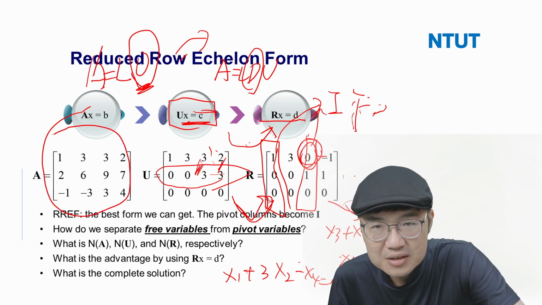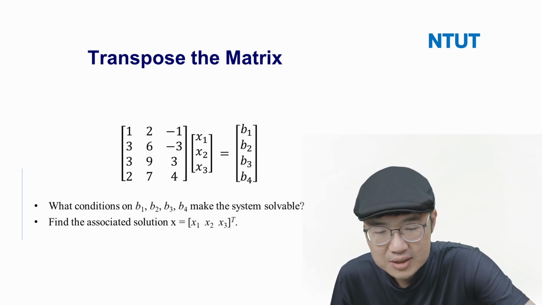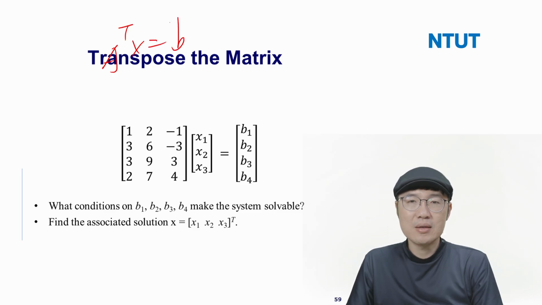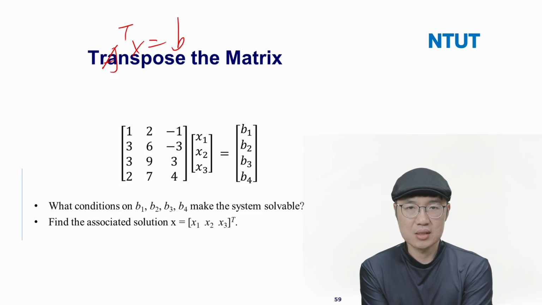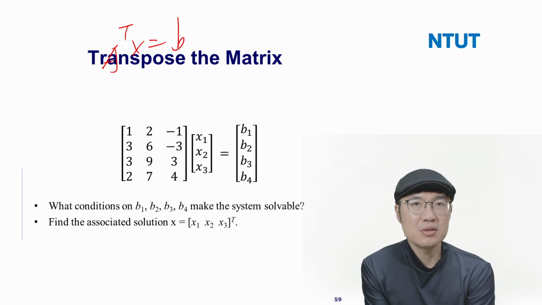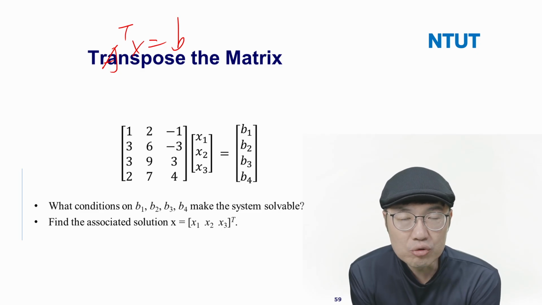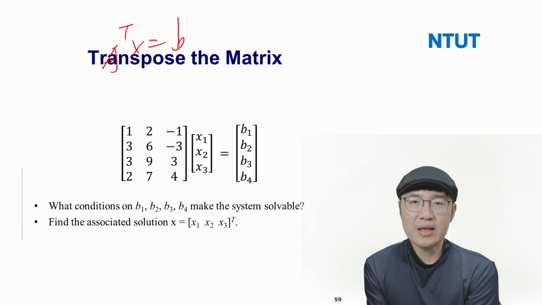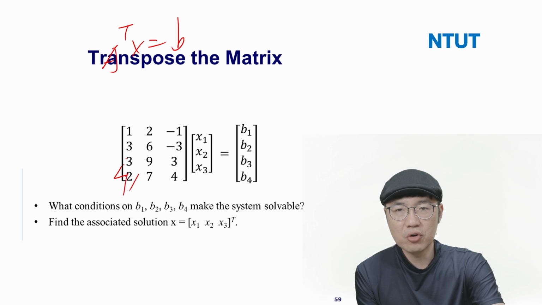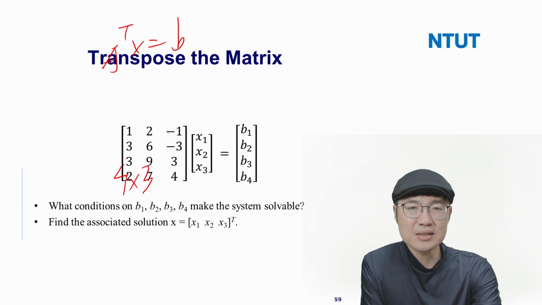I make the columns be rows, the rows be columns. Almost the same. But what if I make A be transposed? Does this affect the number of free variables? Does this affect the rank? The size is already different. A is 3 by 4, but A transpose is 4 by 3. So the size already tells us something different.